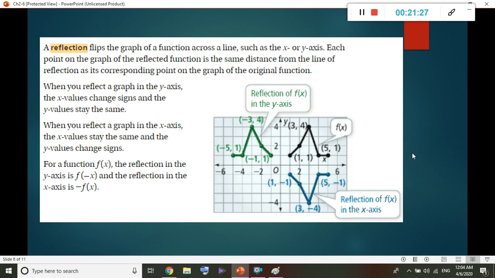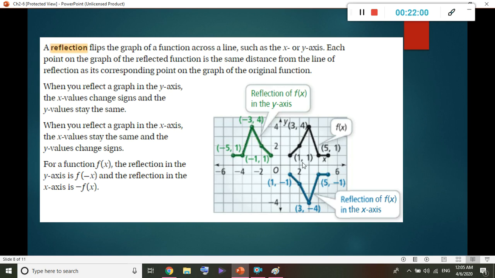Now we're done with the translation. We said translation means vertical or horizontal. Now we have another transformation. The first transformation we had was the translation. The second transformation we're going to have is the reflection. A reflection flips the graph of a function across a line, such as the x or the y-axis. Each point on the graph of the reflected function is the same distance from the line of reflection as its corresponding point on the graph of the original function.